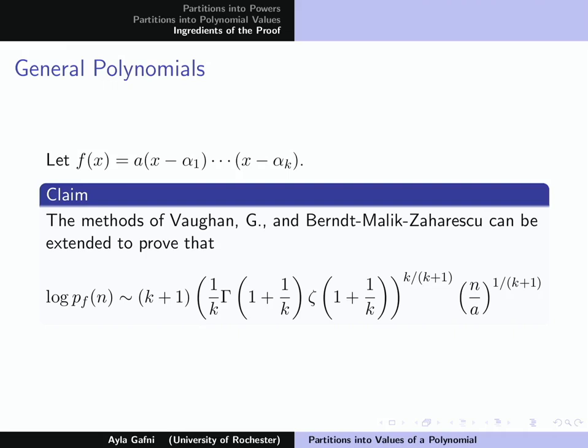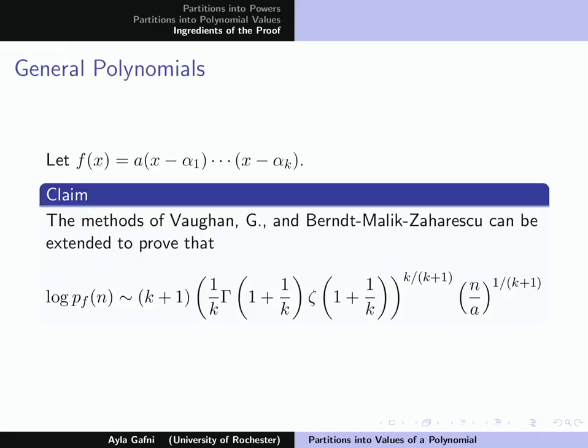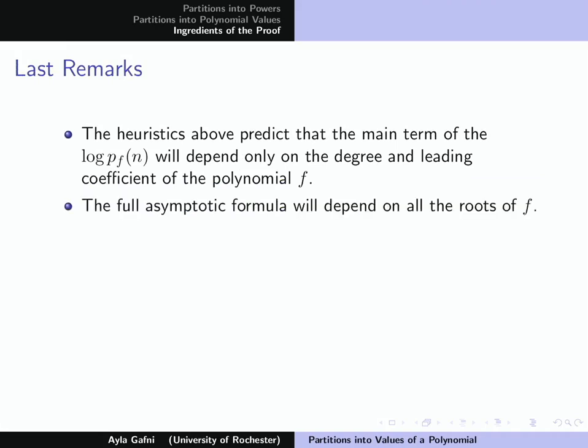Okay, so as a few last remarks, I'll say something about what if we wanted... So okay, this is definitely true for kth powers, and I predict that this is the main term for any polynomial. But what can we actually prove is where the obstacle is going to come up. So these heuristics predict that the main term of log pf of n should depend only on the degree and the leading coefficient of our polynomial. Now, if I wanted an actual full asymptotic formula, then that would depend on all of the roots of f, and all of those would come up.